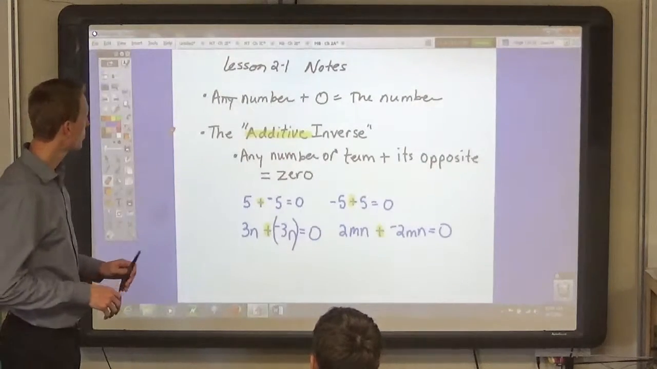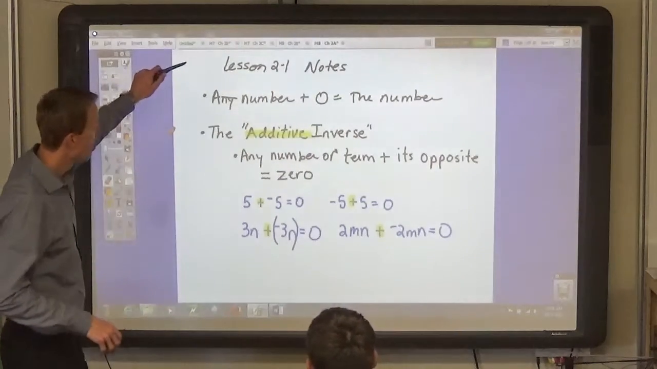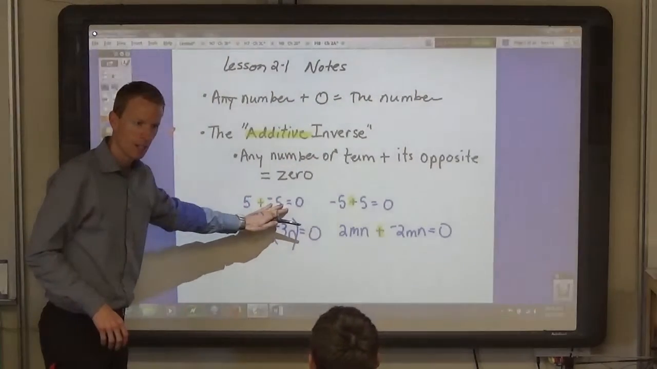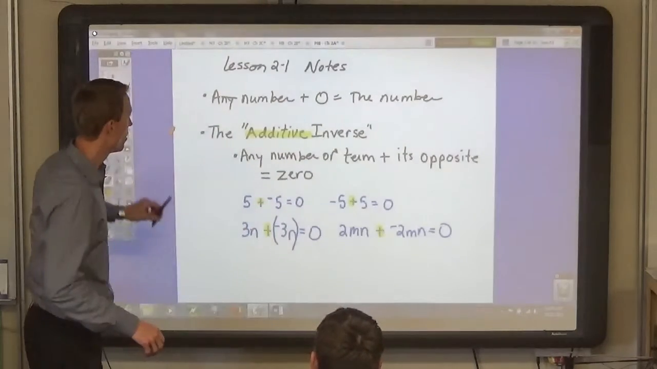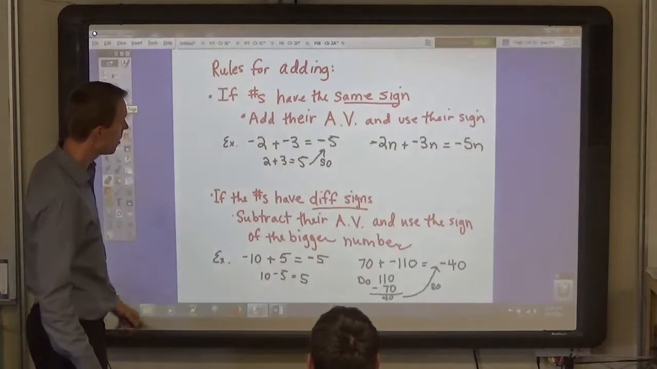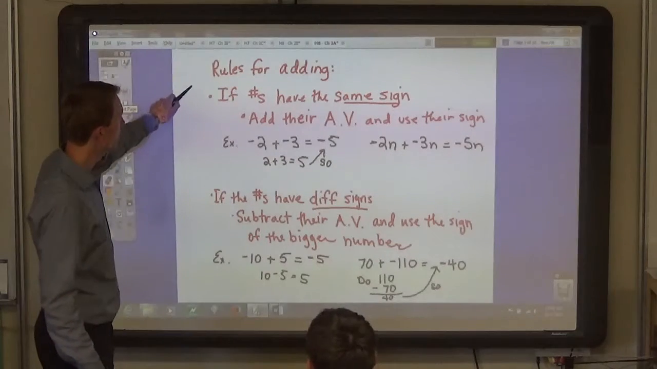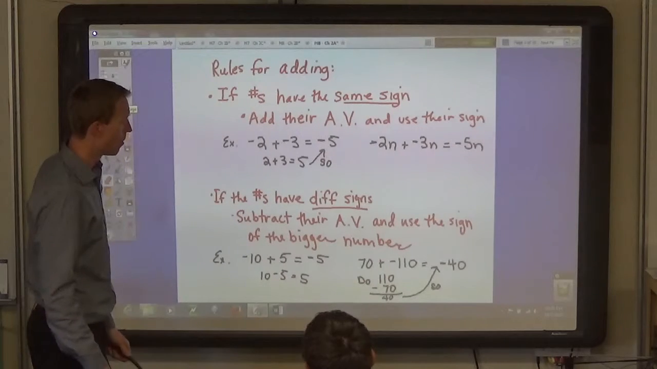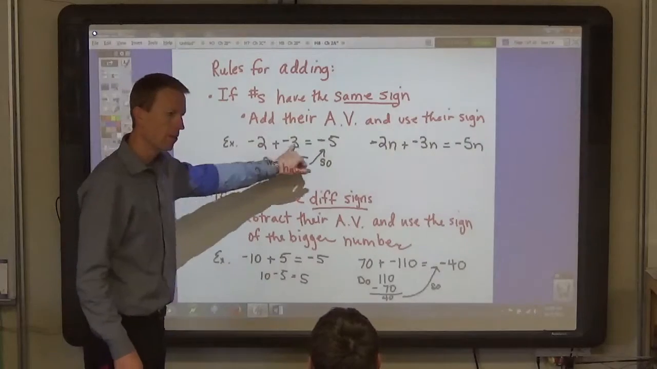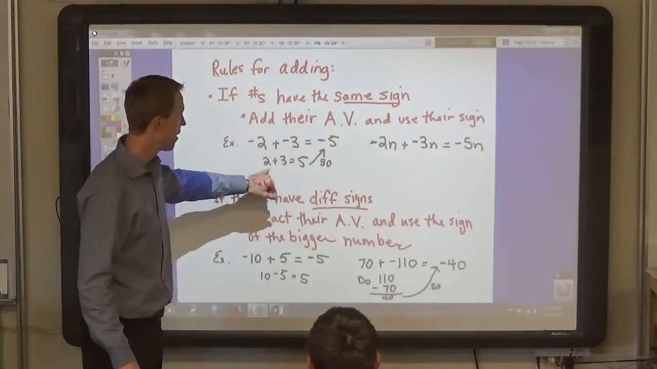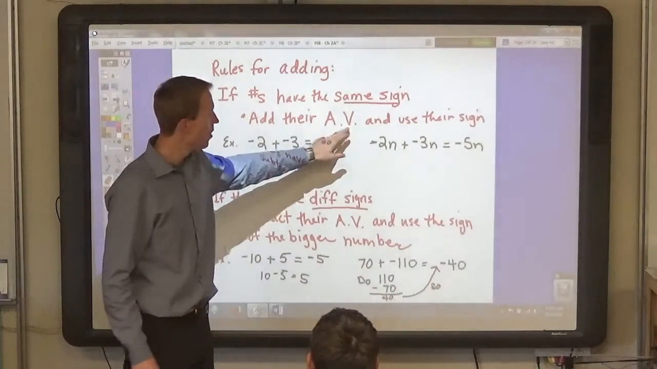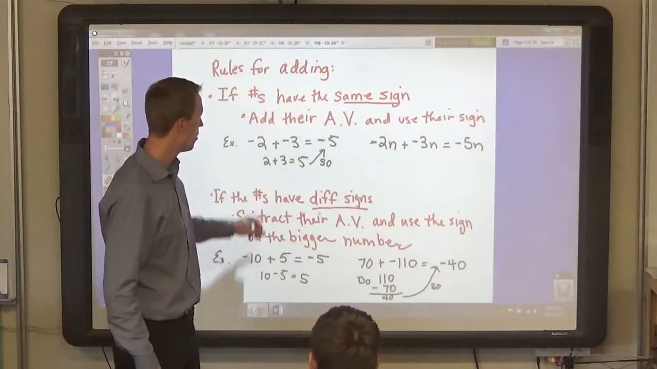Okay? So this chapter started with showing you how to add opposites, so that when we're using that to solve equations, you know where that comes from. It was a whole lesson on adding. This is rules for adding positive and negative numbers. Here's what it means. If you have two negative numbers, you add their absolute values. That's what AV stands for. You add their absolute values and use the sign given.